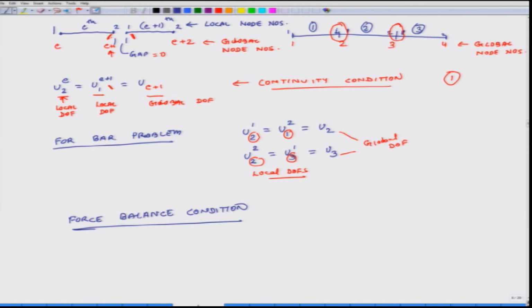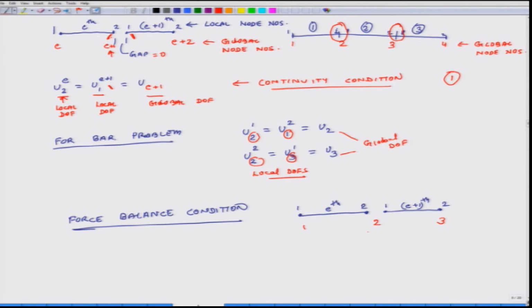So, what does it mean? Again suppose I have two elements. This is the Eth element, with global degree of freedom 1, and local 1, local 2. This is the E plus 1th element, with local 1, local 2, and global degrees of freedom 1, 2 and 3.